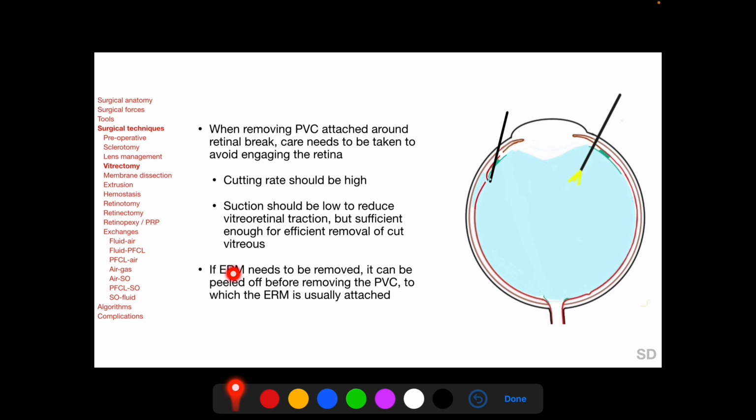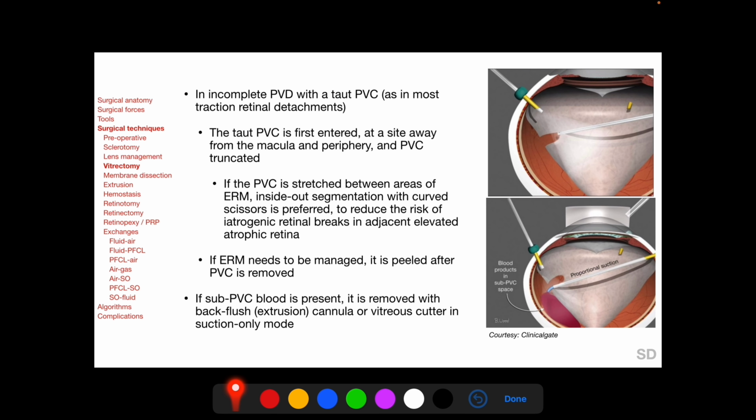And if epiretinal membrane is present and needs to be removed, the epiretinal membrane can be peeled off before removing the posterior vitreous cortex, to which the epiretinal membrane is usually attached. In incomplete posterior vitreous detachment with a taut posterior vitreous cortex, as shown here in this figure, and which is found in many cases of traction retinal detachment, the taut posterior vitreous cortex is first entered with the vitreous cutter at a site away from the macula as well as the periphery, and the posterior vitreous cortex is truncated.